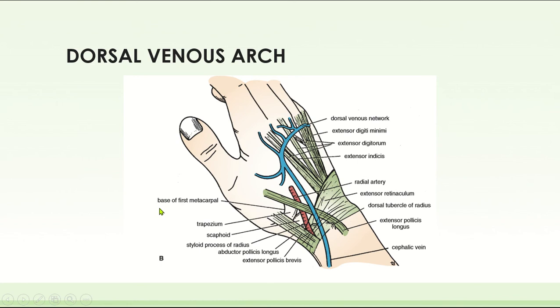So in this diagram we can see here is the formation of dorsal venous network, and it receives finger veins from above, and then it continues into the cephalic vein and basilic vein. So this is the dorsal venous arch.